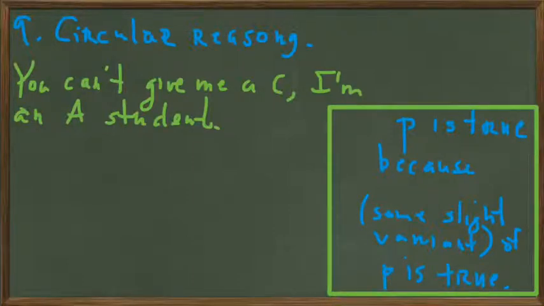So in this particular argument we're looking at, you can't give me a C because I'm an A student. In other words, you can't give me... this one's actually a somewhat subtle version of circular reasoning. It's essentially saying you can't give me a C because I'm not a C student. The proof that I'm not a C student is I've gotten A's in other classes.